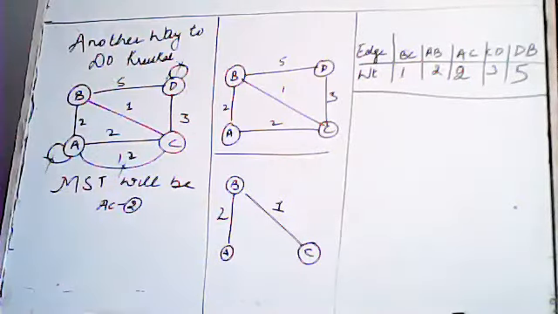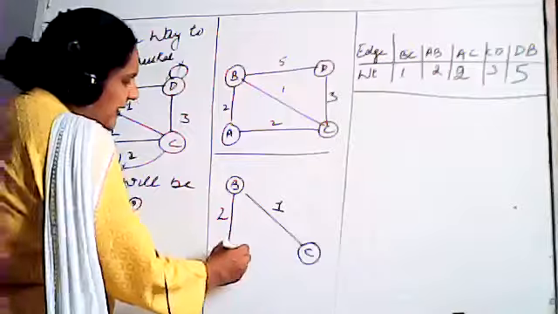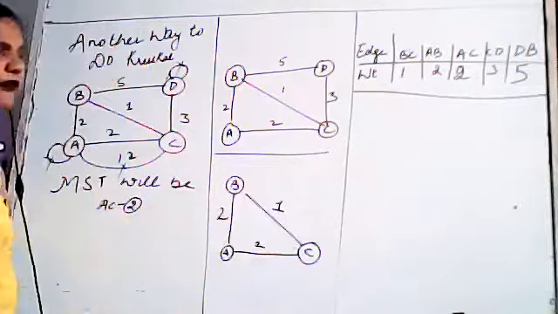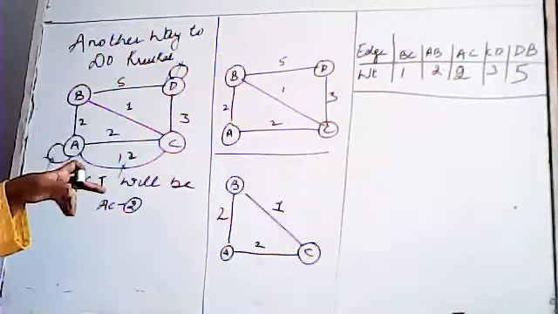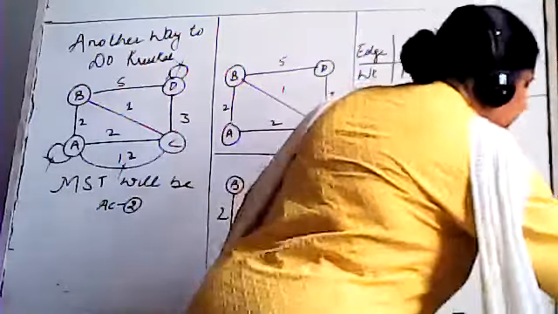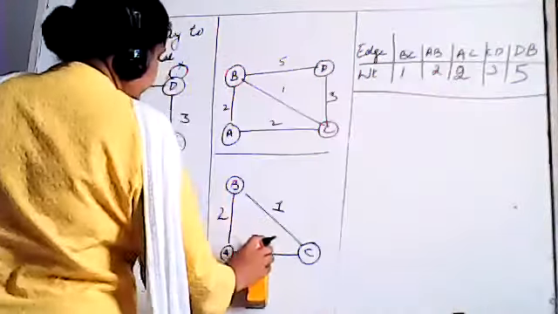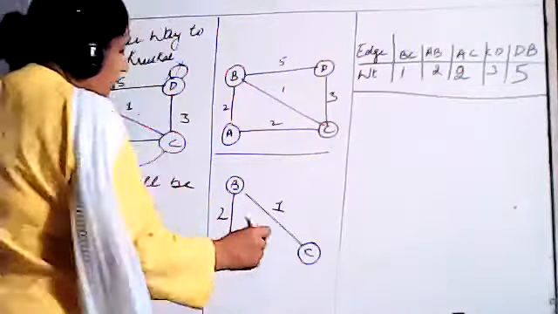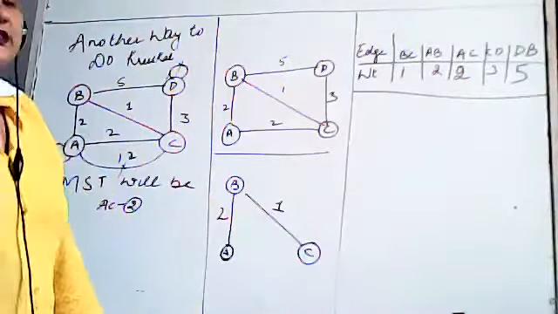Third rule is to consider the edges which are not forming any cycles in the given graph. Now if I join A and C, since it is also having weight 2, now what will happen? It will make a loop. It will make a closed triangle A, B and C. So we will discard this A to C. We will not take the A to C edge into consideration.